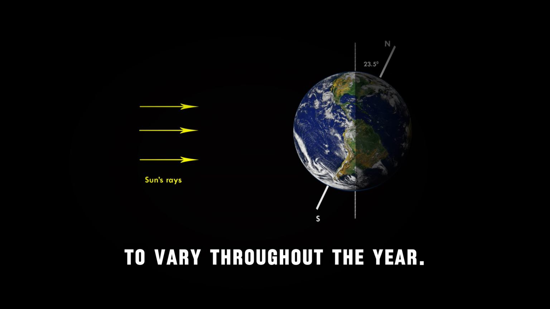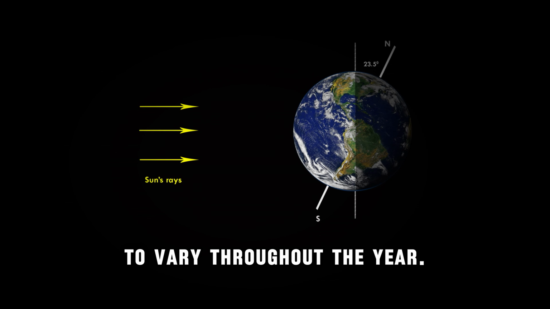The tilt of the Earth's axis also plays a role in creating distinct seasons in different regions. Areas closer to the equator experience less variation in sunlight intensity throughout the year, resulting in milder climates with shorter, less pronounced seasons. Regions closer to the poles, on the other hand, experience more significant seasonal changes with longer, colder winters and shorter, warmer summers.